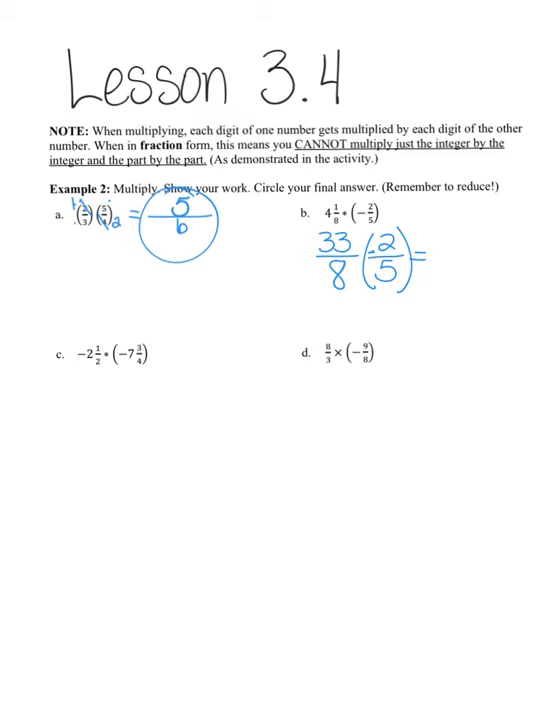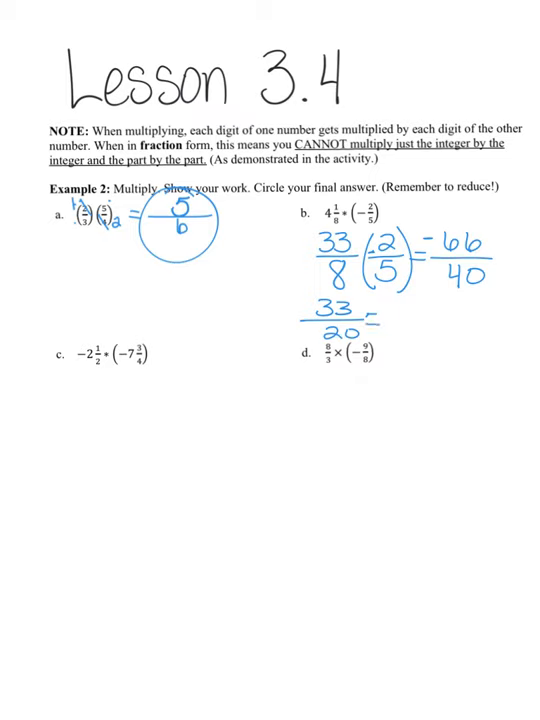So 33 times 2 is 66, and 8 times 5 is 40, and we know that a positive times a negative is a negative. So now below here I'm going to reduce 66/40. Because these are both even numbers, the first thing I know I can divide by is 2. And I don't see anything else, so I am going to turn this into a mixed number.